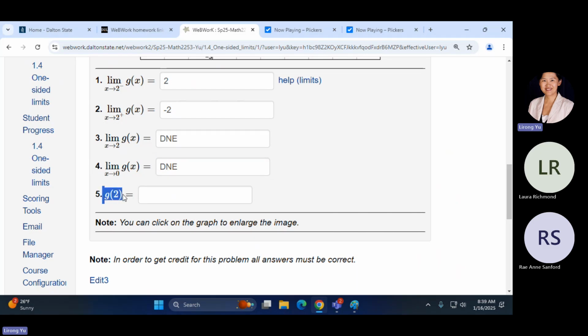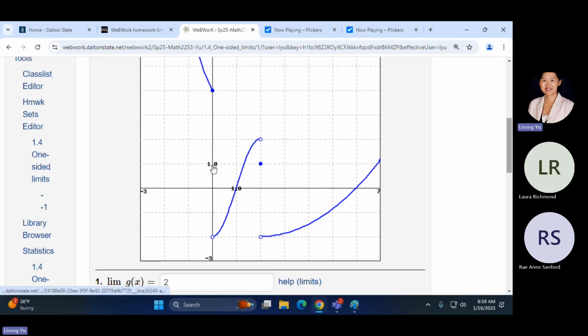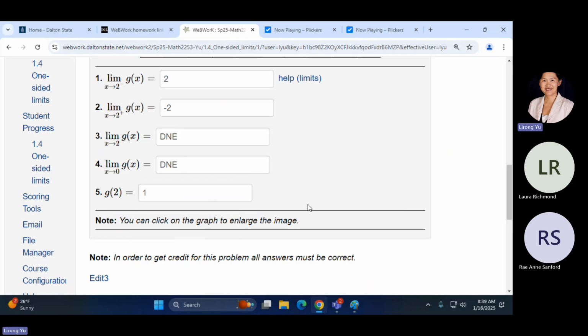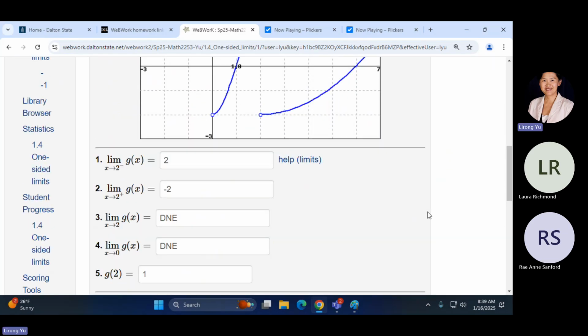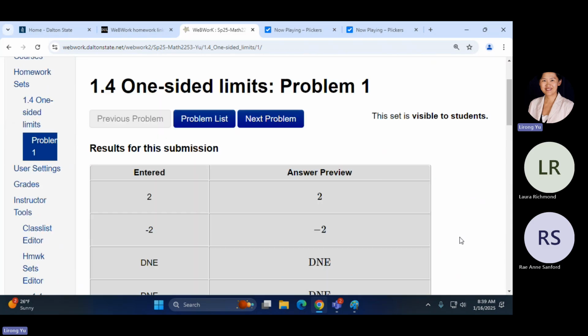And number 5 is asking for the function value at 2. So we go there and then to there, the solid point. That's the function value, which is actually 1. There's empty there. When you have an empty point, we may have a limit, but we don't have a function value. So the actual value is 1 for the last question. And this is pretty much how we read the graph in order to determine the limit. And that's our first question. Any questions? We okay? All right.